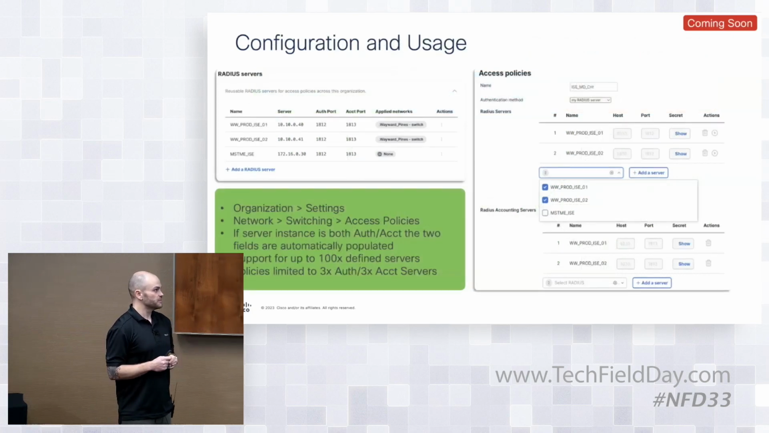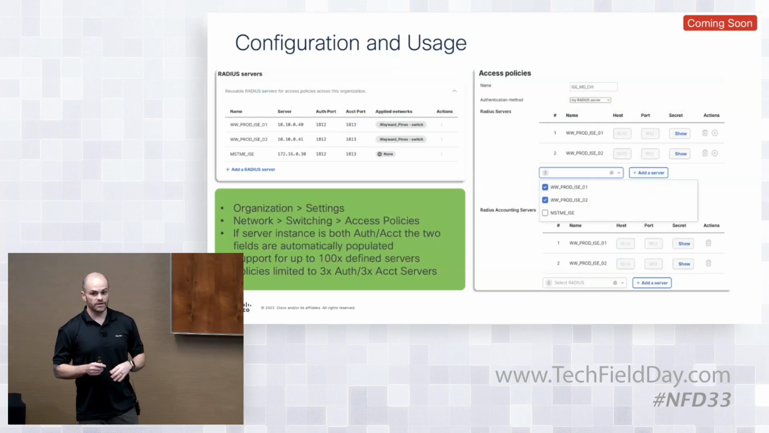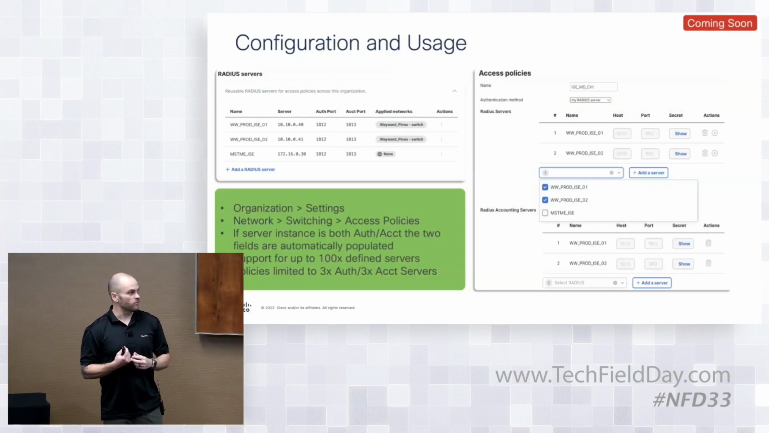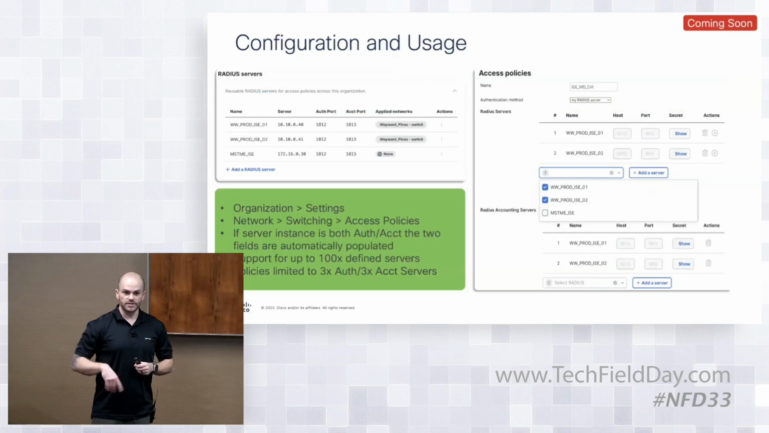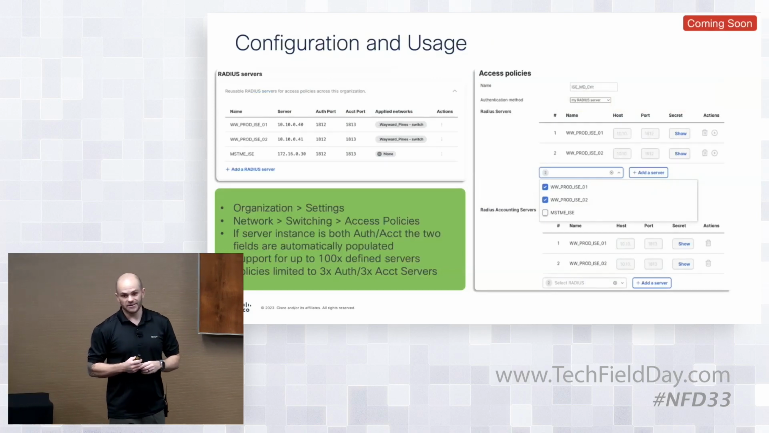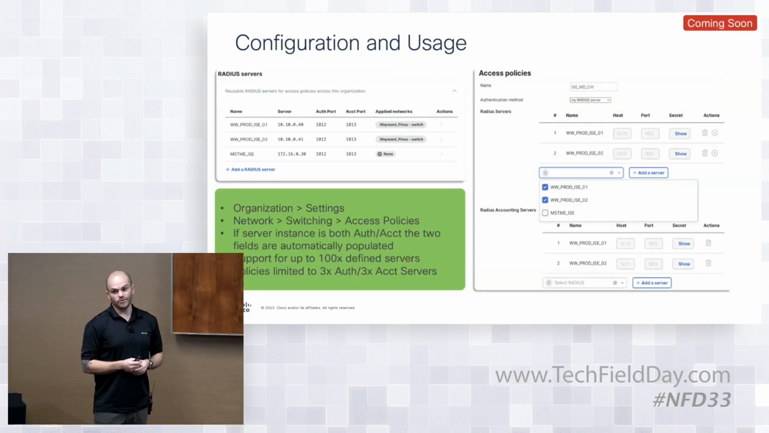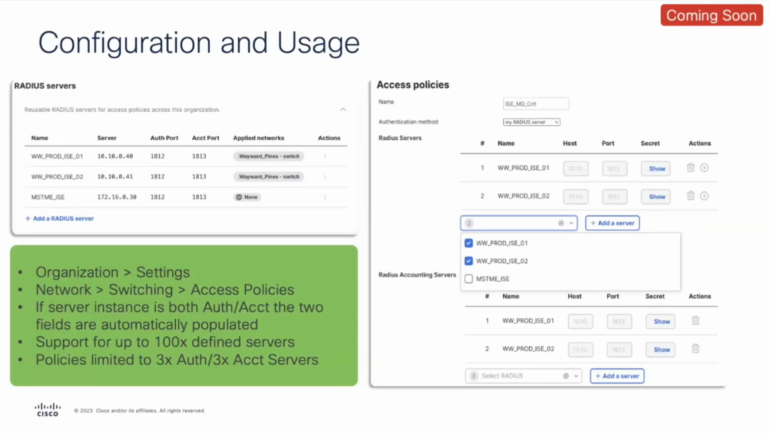It's literally just defining them, starting with access policies. It's going to be brought to the rest of the portfolio, hopefully not too long from now. But yeah, you just put a little checkbox next to it, click save, you're done. And it'll populate both auth and accounting, so you don't have to select one for each, because that's another pain point that I loathe. So anyway, yeah, this is a lot of fun.